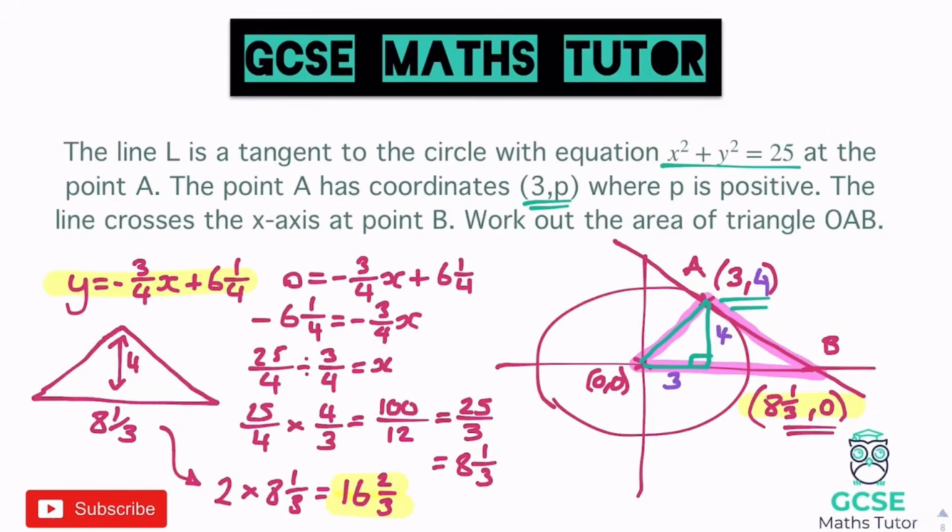Right, a lot of steps there. Again, don't forget you could have just done 4 times 8 1/3 and then halved it, but I just think it's a bit easier there just to do half of 4 rather than halving 8 1/3. Okay, just to work out the area of the triangle. But there we go, finished on that question. A very, very tricky one.